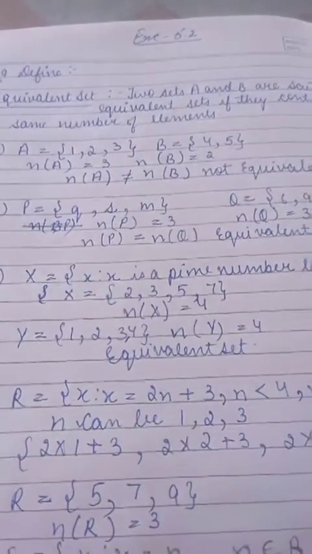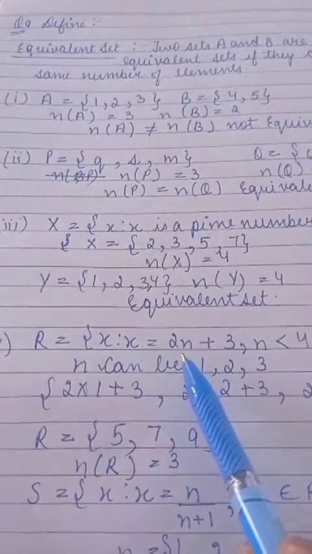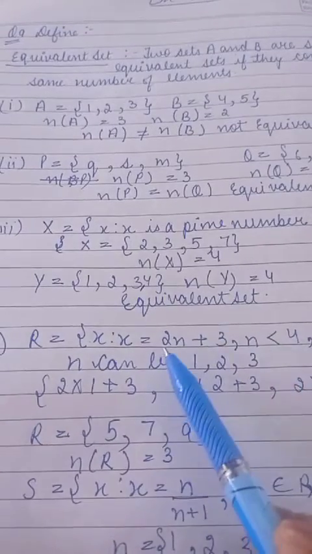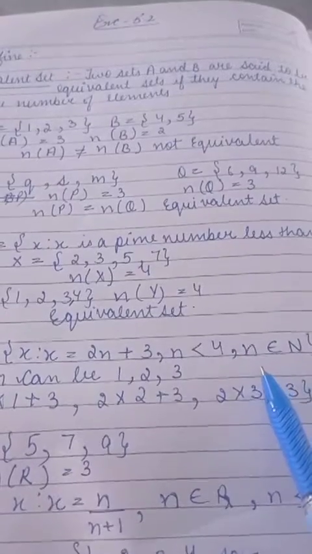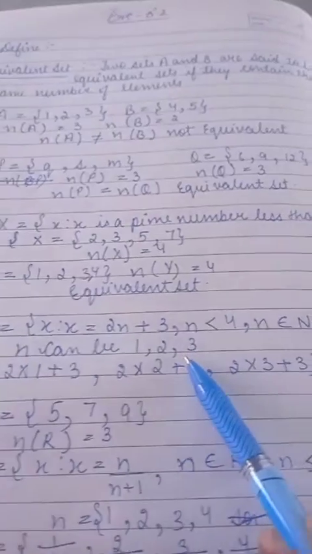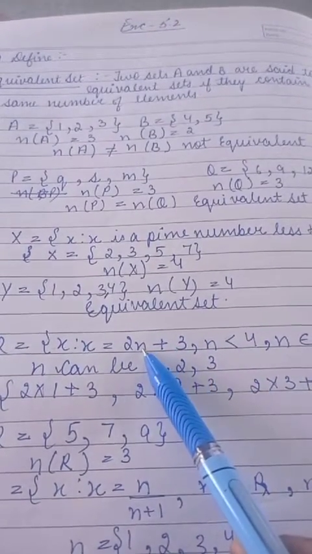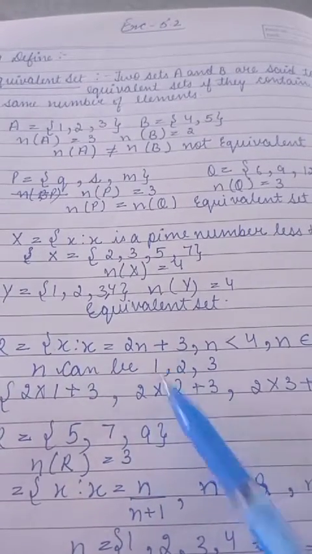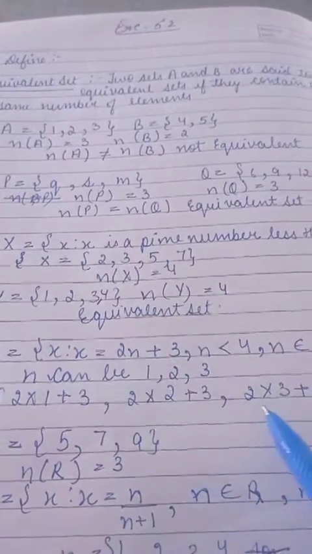In the next set, you are given that x is equal to x such that x is equal to 2n plus 3 where n is less than 4. Value of n is less than 4 with the condition that n belongs to natural numbers. So tell me what are the natural numbers less than 4, that are 1, 2 and 3. So n can be only 1, 2 and 3. Replace n. When you replace n with 1, you will get this expression. When you replace n with 2, you will get this expression. When it is replaced with 3, you will get this expression.